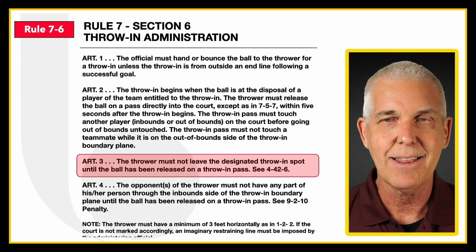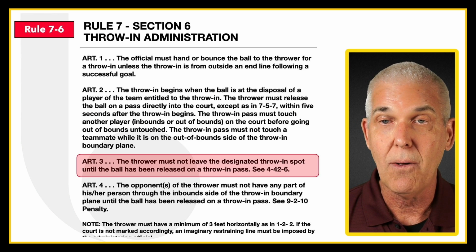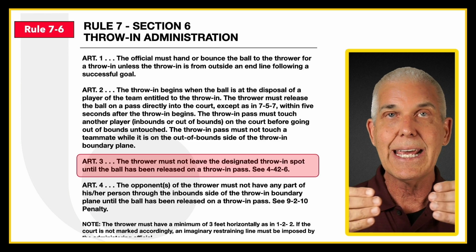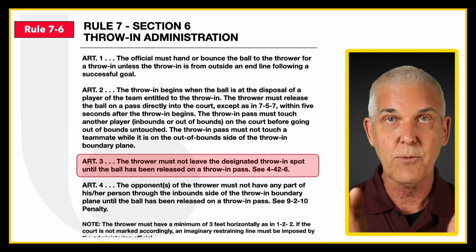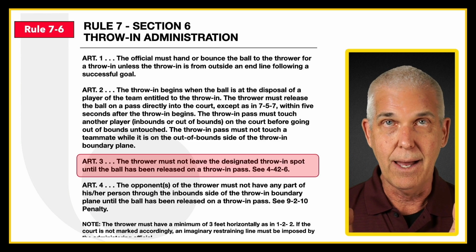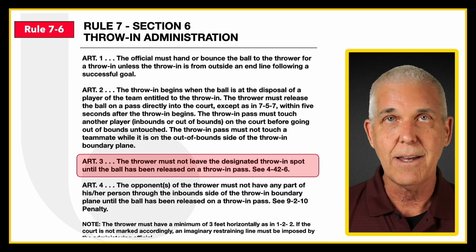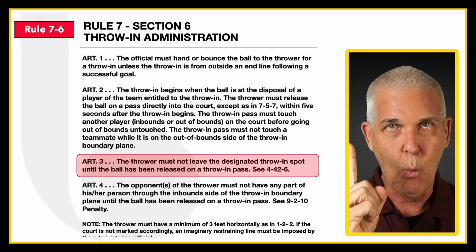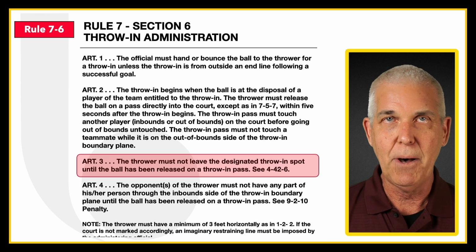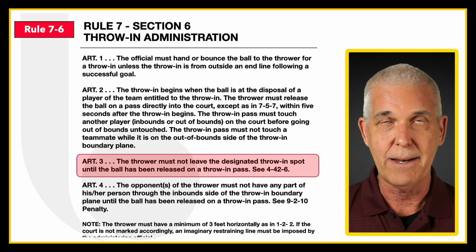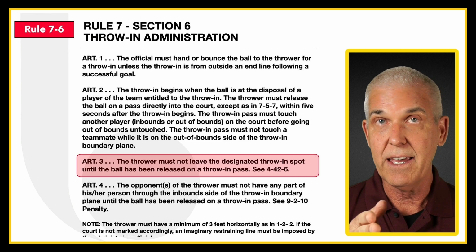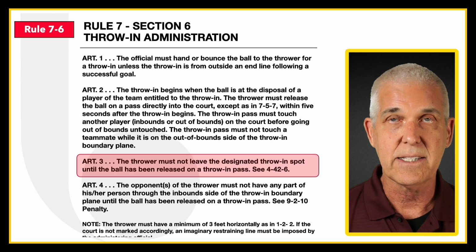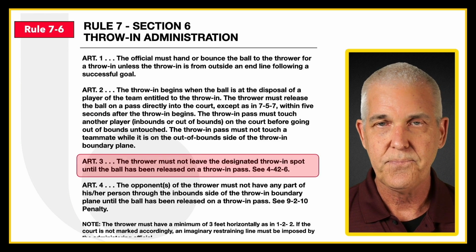The thrower must not leave the designated spot until the ball has been released on a throw-in pass. Okay, so we've defined that already in definitions. The throw-in spot is a 3-foot wide area designated. The middle of this is our designated spot. The player must keep 1 foot only, above or on that designated spot. If they fail to do so, if they step away from that spot, then they have violated on a designated spot throw-in. That's a restriction.